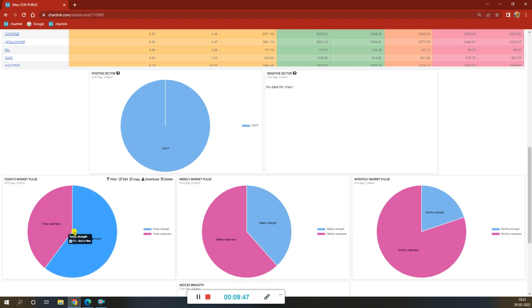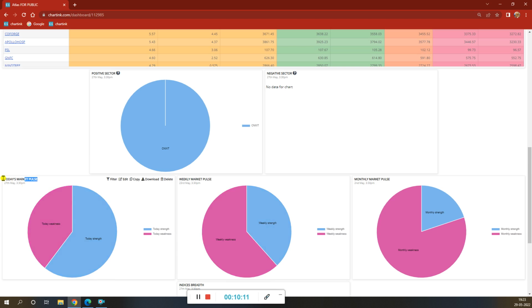So let's say if it is 11 o'clock in the morning and you see this pie chart, which is higher on the strength side and lower on the weakness side, but after 12 o'clock or maybe after 1 o'clock, if you see that this is decreasing and this is increasing, which means the market is dipping down.